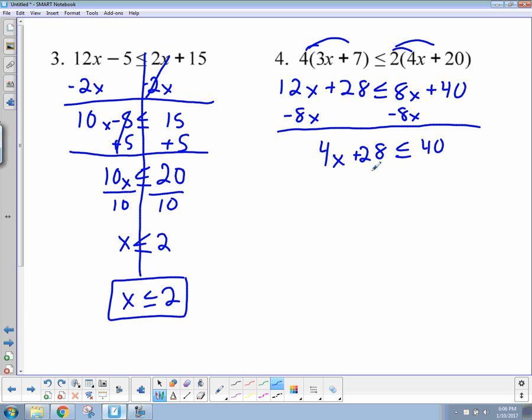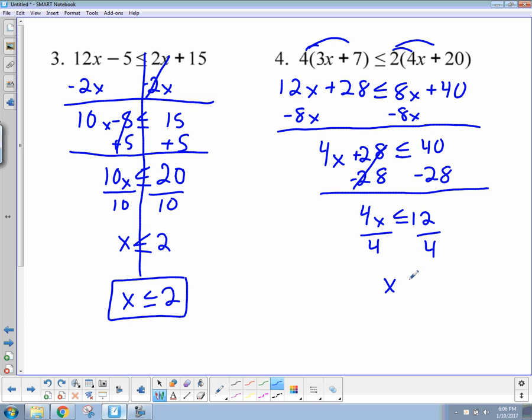We're going to subtract 28 from both sides. Those cancel. 4x less than or equal to, let's see here, 40 minus 28, 12. Divide by 4. X should be less than or equal to 3 because we divided by a positive, which means the sign doesn't flip.